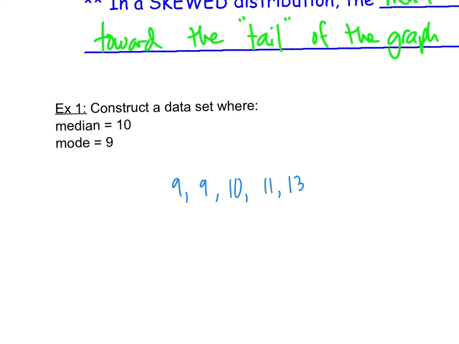So maybe I'll do a 13. 10 is still in the middle. Let's do another 9. We still want 10 in the middle, so let's just do a number above 13, so 17. So this would be a data set where 9 is the mode and 10 is the median, and you can just leave it like that.